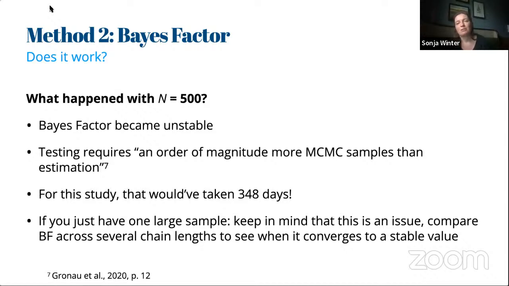And for my study, even using very powerful computers, if I had to do that for this condition, it would have taken almost a year. And this was part of my dissertation research, so I did not have time for that. However, I don't think that means that we cannot use this method per se when we have larger samples, because if you just have your one sample, then this is just something to keep in mind. I would recommend comparing several different chain lengths to see when your Bayes factor converges to a more stable estimate.